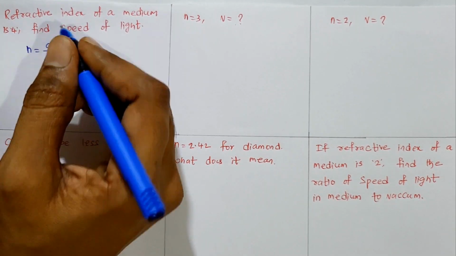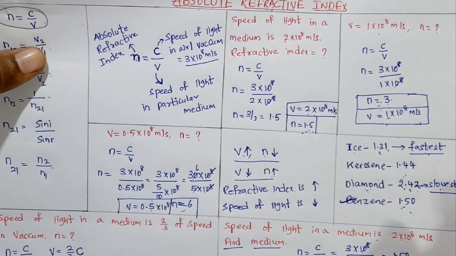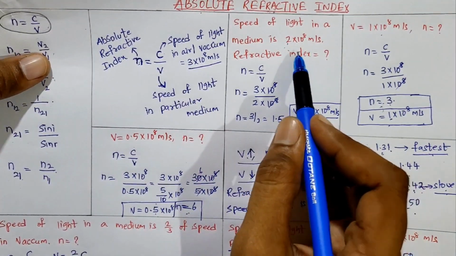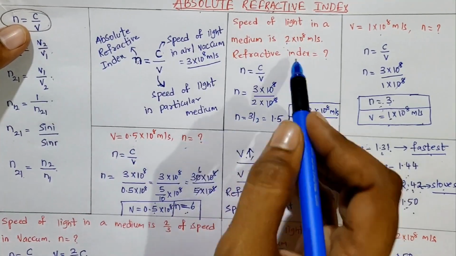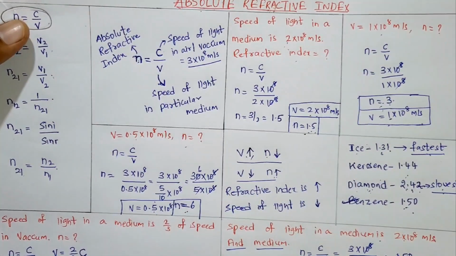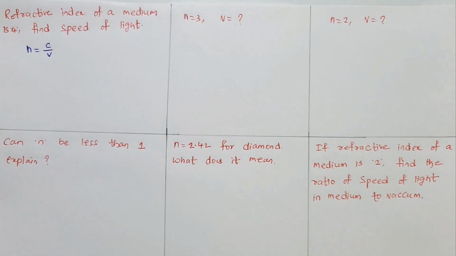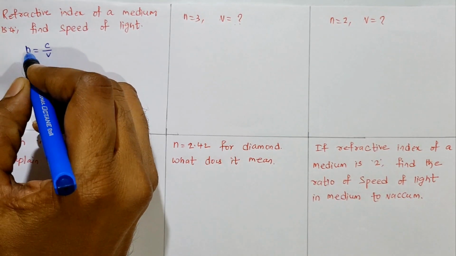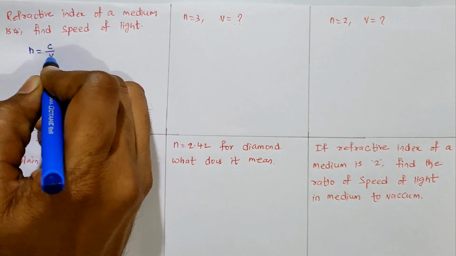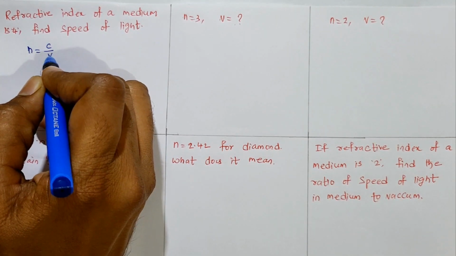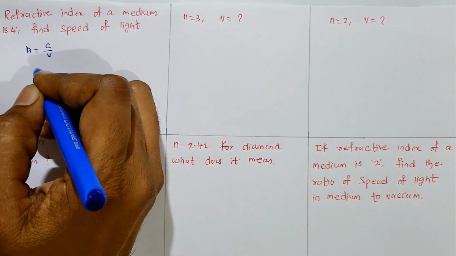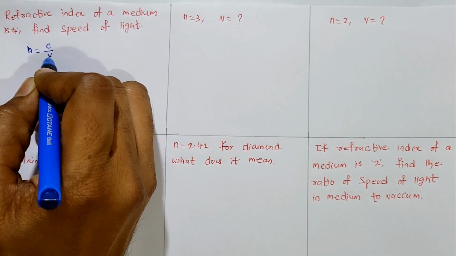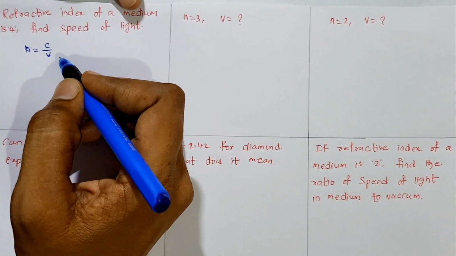Until now, what did we do? They gave the speed of light and we found the refractive index. Now they are giving the refractive index and asking us to find the speed of light. Until now they gave this one and asked us to find that one. Now they gave that one and asked us to find this one. Let us find it now.